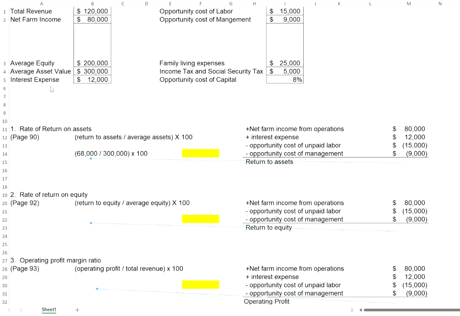Let's say that on loans you've paid interest expense of $12,000. And you also have opportunity cost on labor of $15,000. Opportunity cost of management, $9,000.